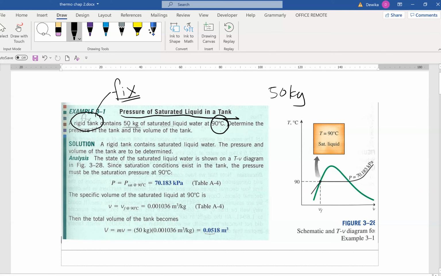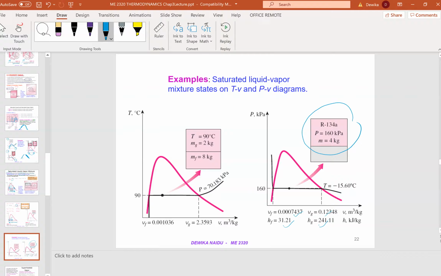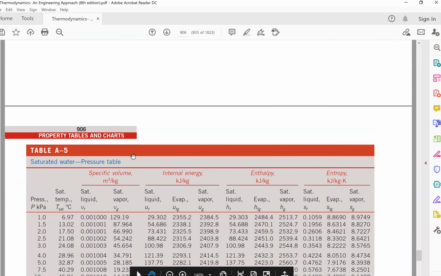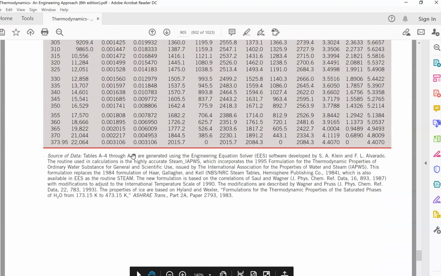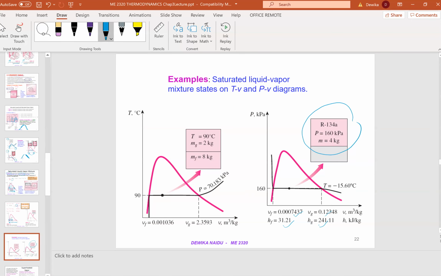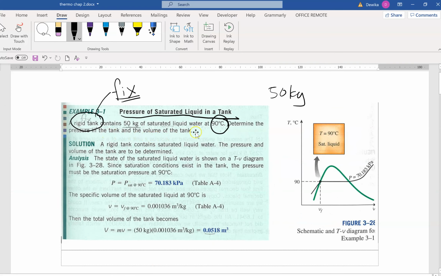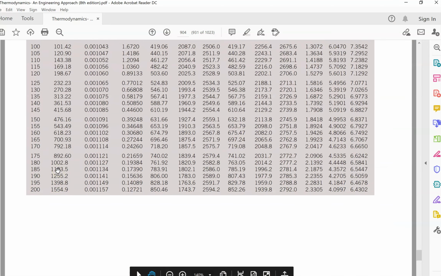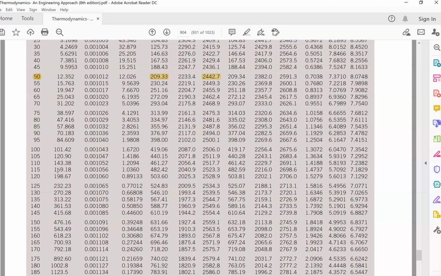So what do you do? You have to go to table A4. Very simple. Let me just go to table A4. Because the question has actually given you the temperature. So temperature is constant, so you need to go to the temperature table. So this is 205. You have to go to 90.